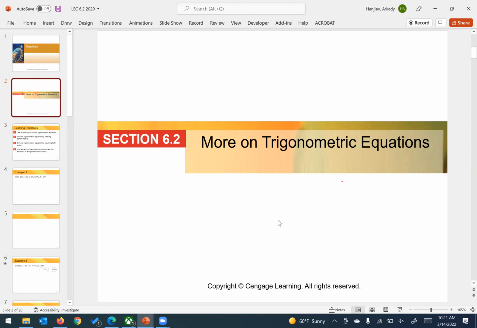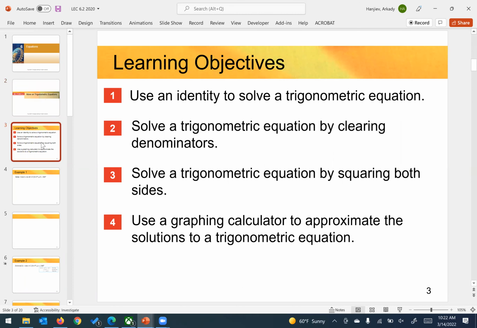Okay, so let's see what we have here, the objectives. We can kind of put it together here. Here it is. We're going to use identities.